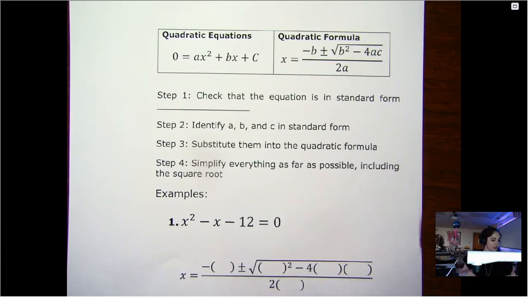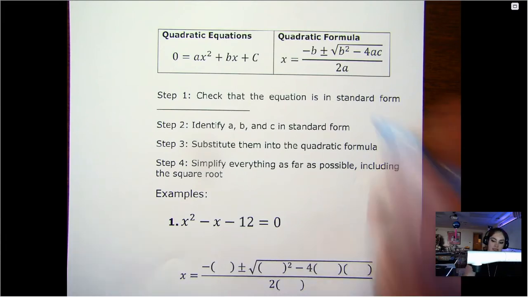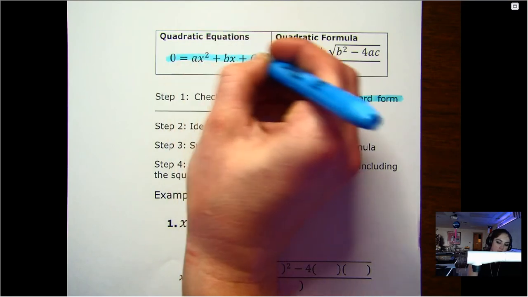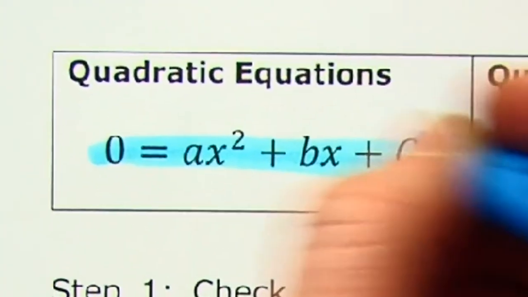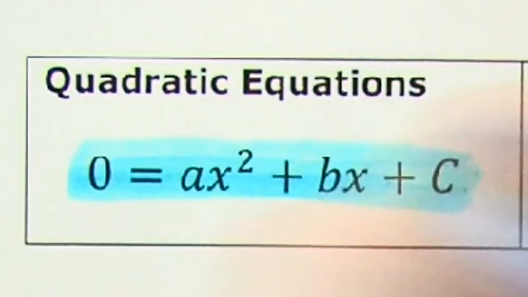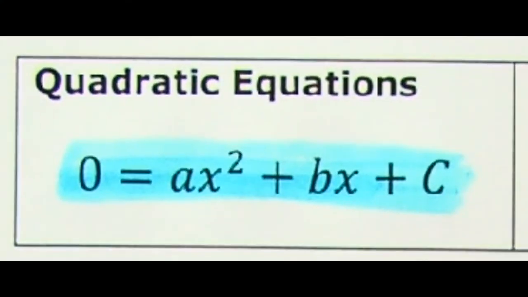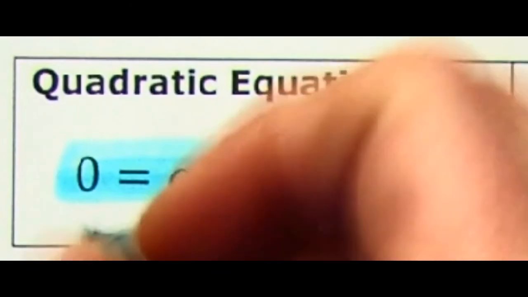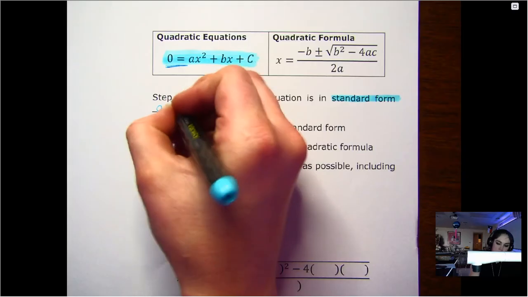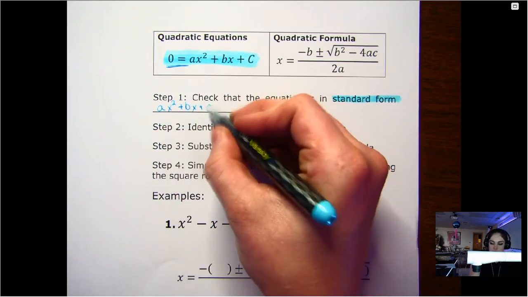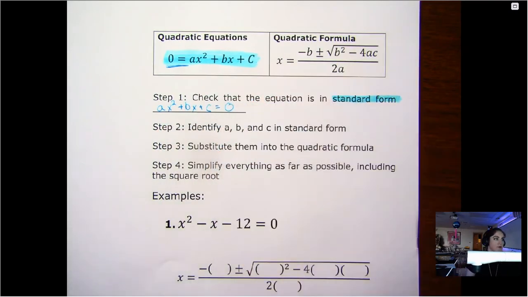So the first thing that we need to do is check and make sure that our equation is in standard form, and our standard form is right here. The biggest thing about being in standard form is that our equation is set equal to 0, ax squared plus bx plus c equals 0.